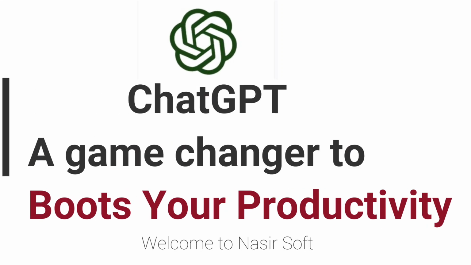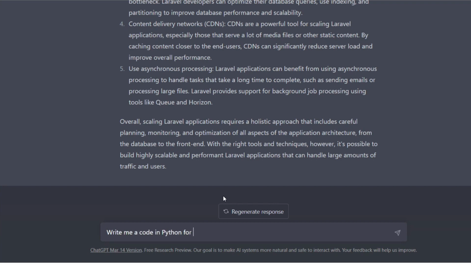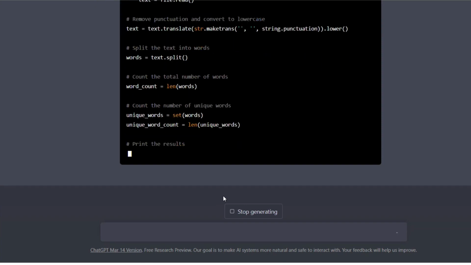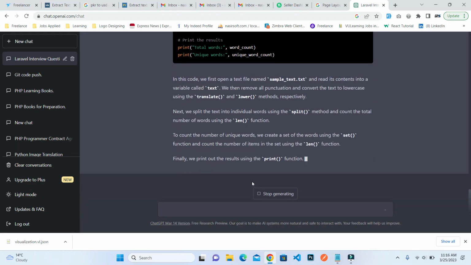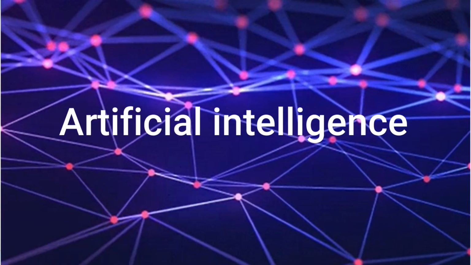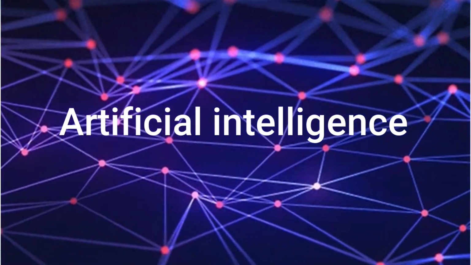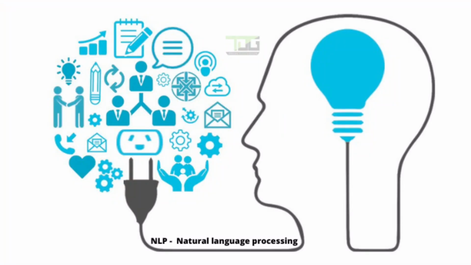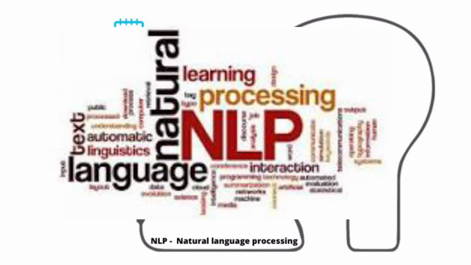In this video, we will talk about ChatGPT. If you are a programmer, content writer, or any other professional, ChatGPT will basically change your life. ChatGPT is a cutting-edge artificial intelligence tool developed by OpenAI. It is an advanced AI model to generate natural language text and code.